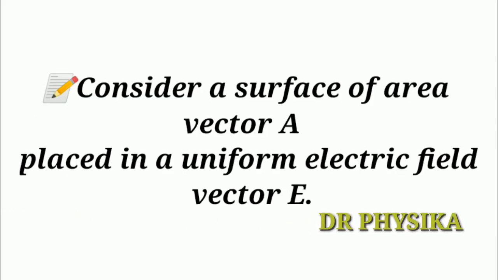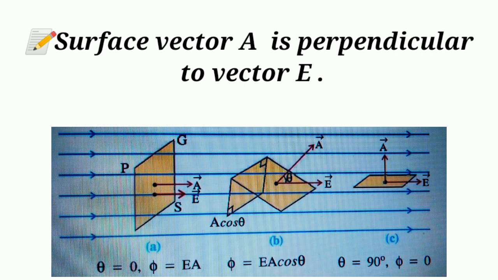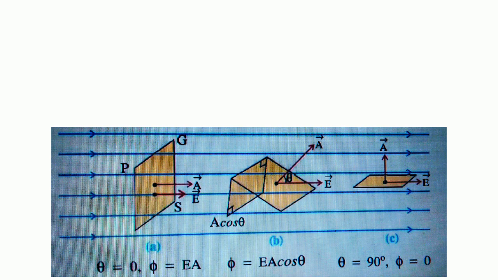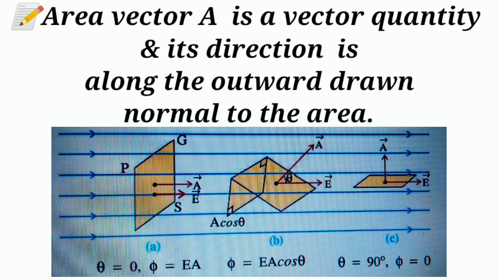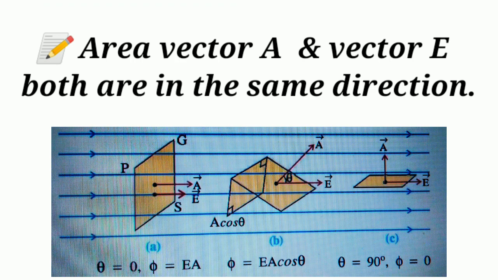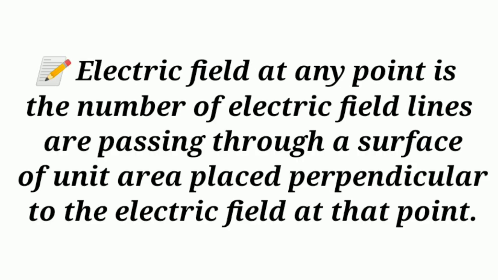Consider a surface of area vector A placed in a uniform electric field vector E. Surface area vector A is perpendicular to vector E as shown in the figure. Area vector A is a vector quantity and its direction is along the outward drawn normal to the area. Here area vector A and vector E are both in the same direction.